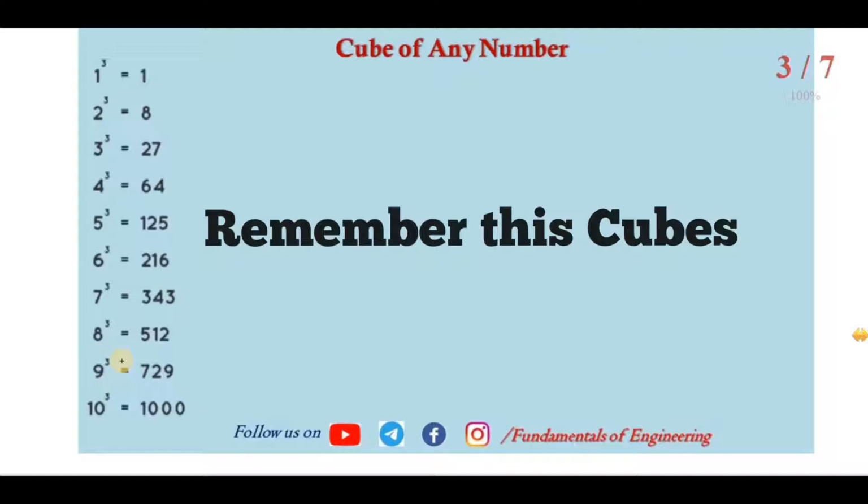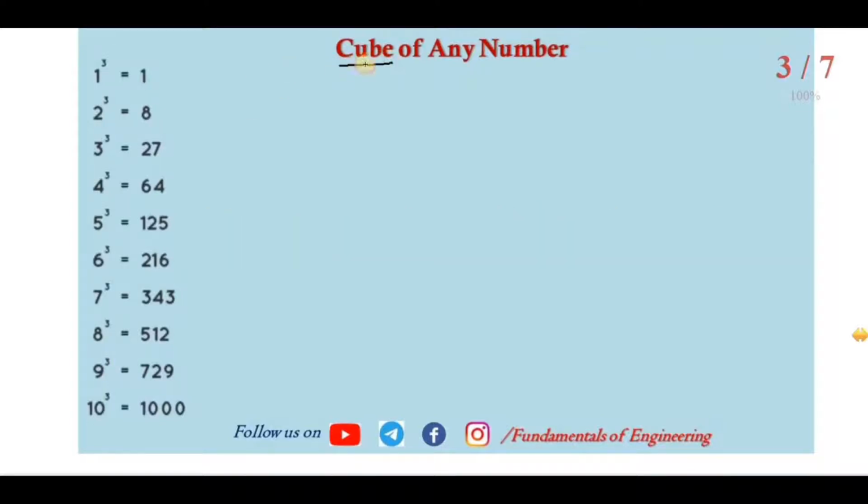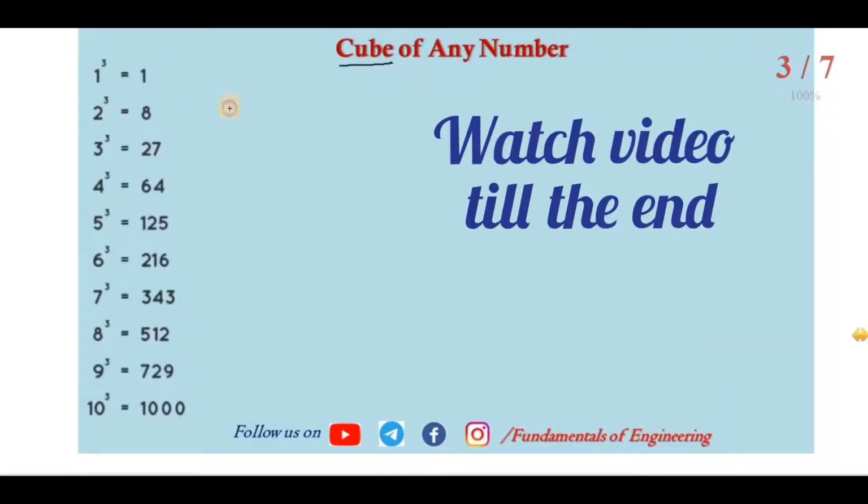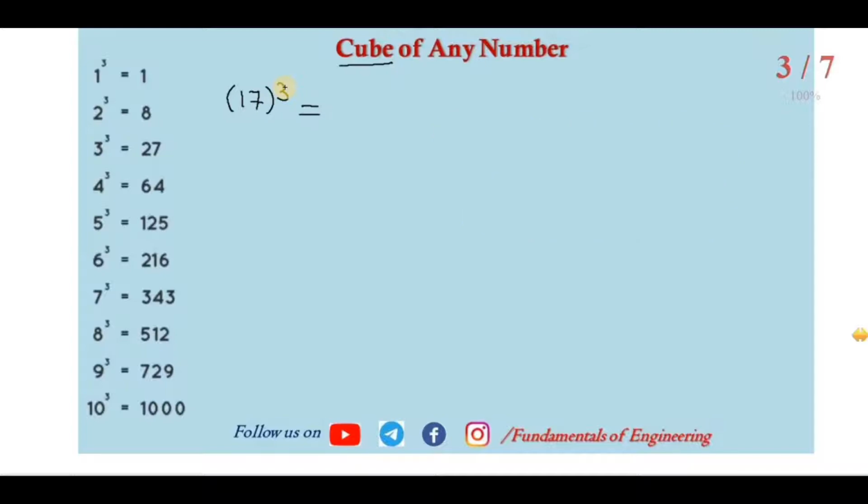Here we will see how to find the cube of any number. We have to use 3 steps. For example, I will find the cube of 17. To find 17 cubed, we are going to use 3 steps. The first step is that whatever the first digit is, we write down its cube. So 1 cubed is 1.